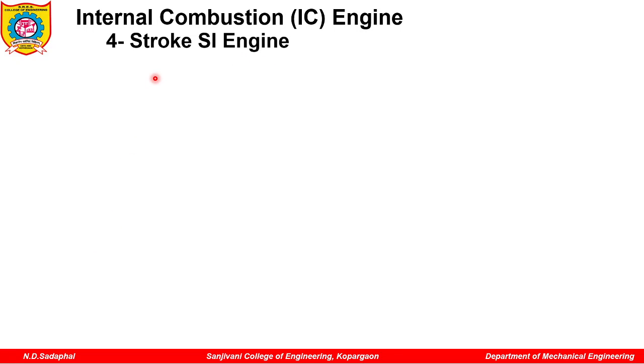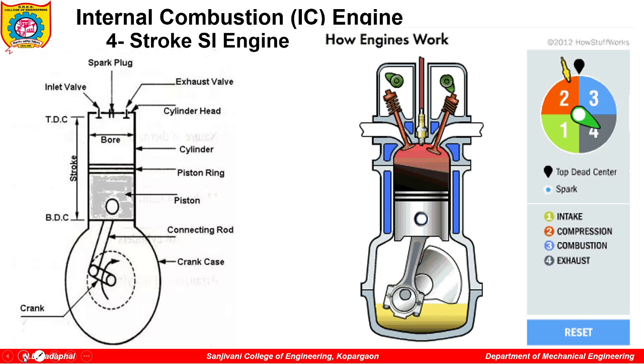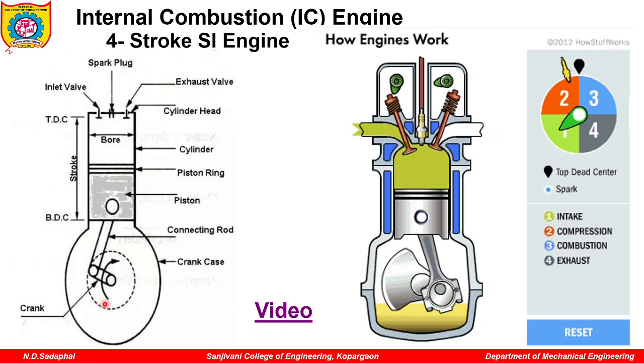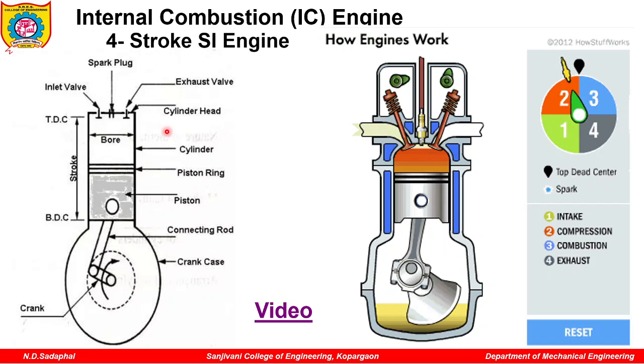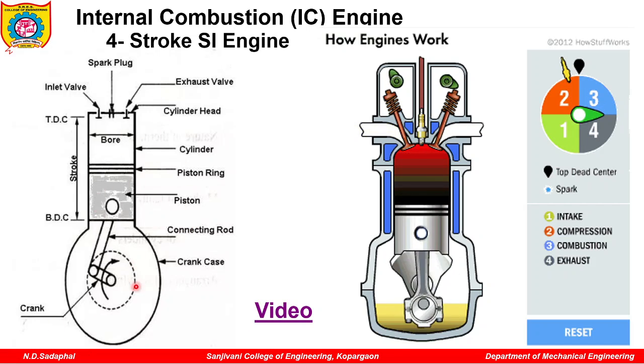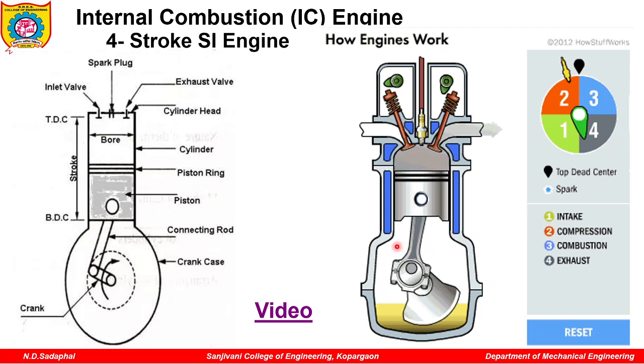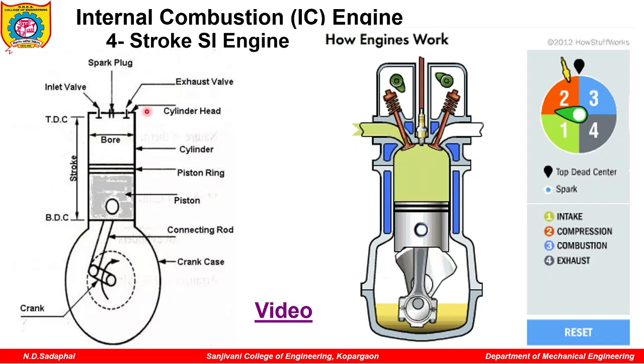So first we'll learn about the four-stroke SI engine. What is meant by the four-stroke spark ignition engine? We'll see the block diagram and animation. You can see here the block diagram of the four-stroke SI engine, and this is the animation shown here. Different components are there.